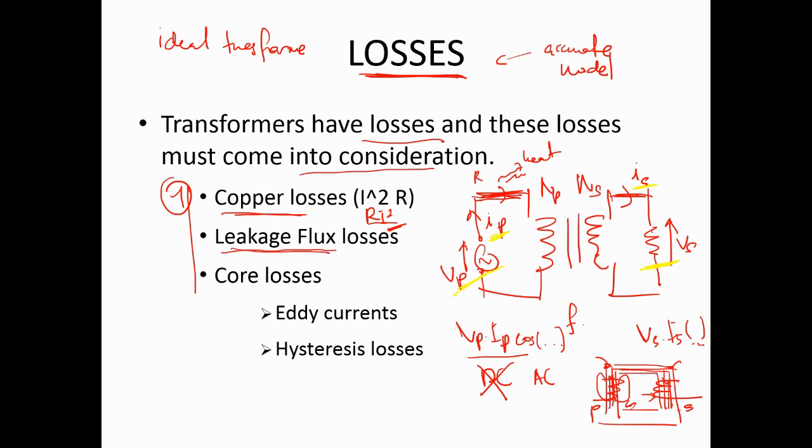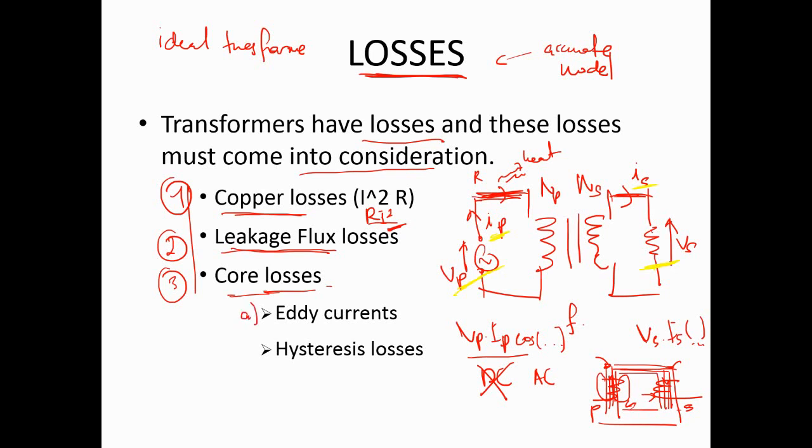And the last losses that we have to consider is what we call core losses. So what are core losses? Leakage flux losses are magnetic losses. Core losses are also somehow magnetic losses. They are electromagnetic losses. There are two parts of core losses.